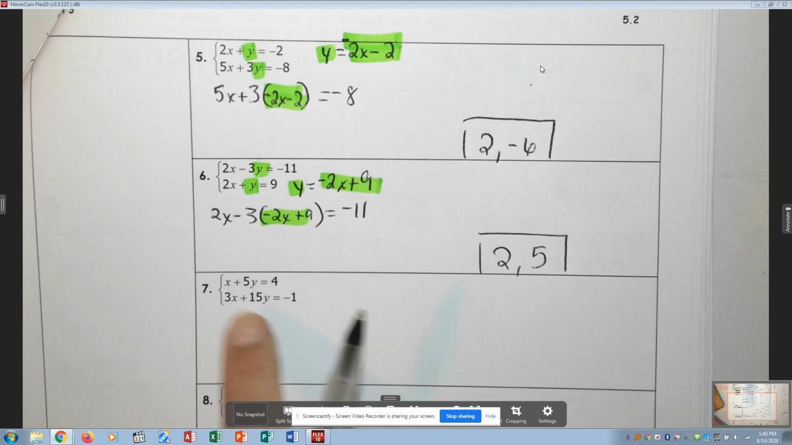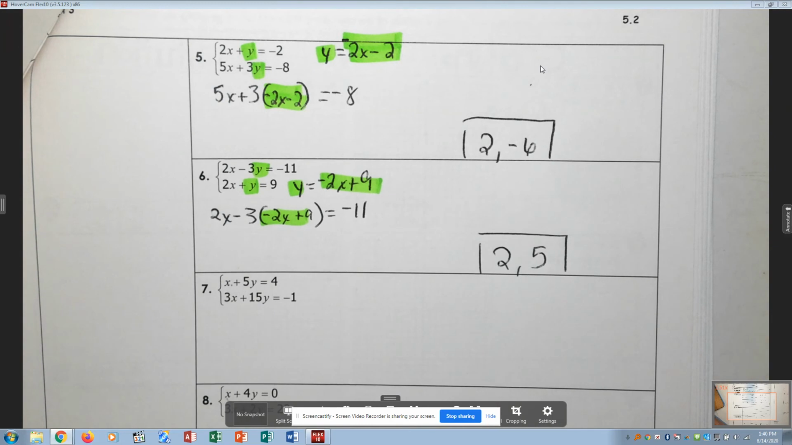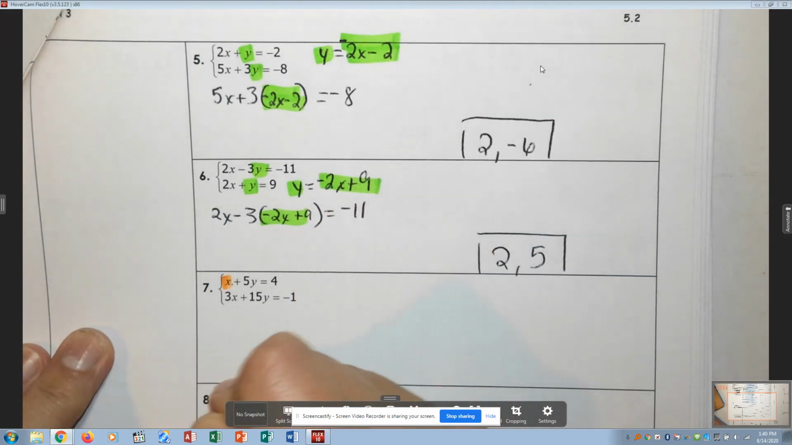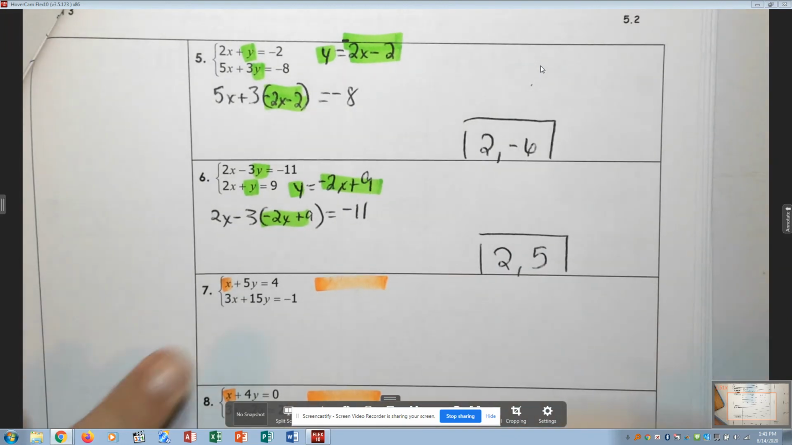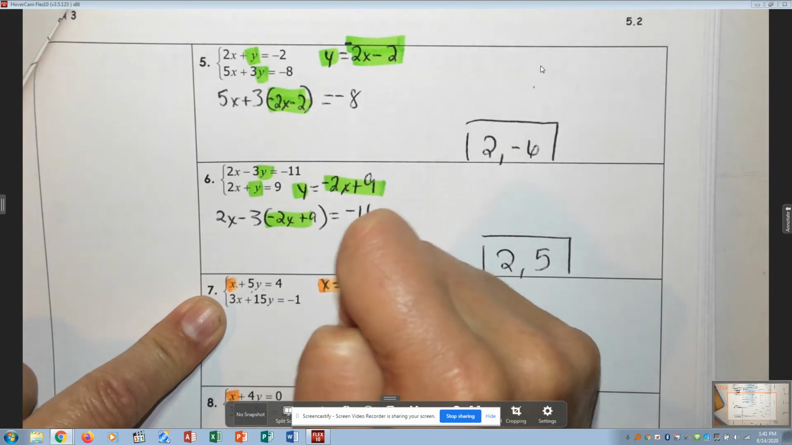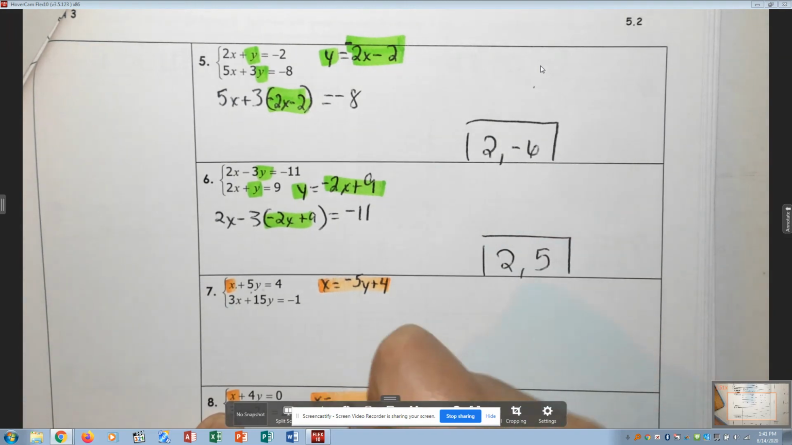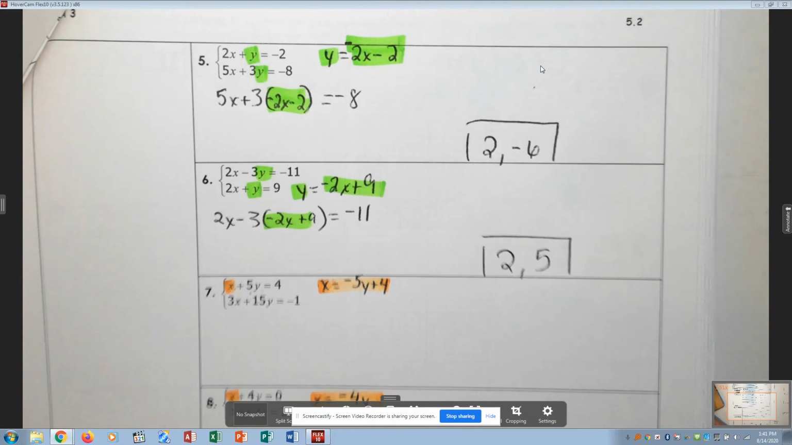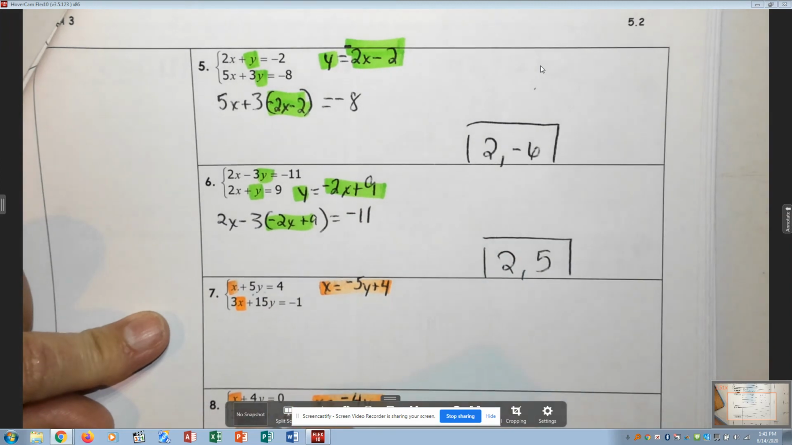Okay, so for 7 and 8, I see the naked variables are my x's. So I'm going to solve for x this time. All right, here we go. Subtract 5y from both sides. So x is equal to negative 5y plus 4. And here, x is equal to 0 minus 4y. So this should just be negative 4y. I don't need to include the 0. So now that I have my naked variable solved for, I'm going to plug it into the equations.